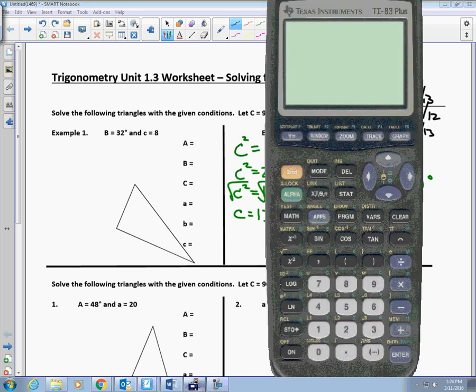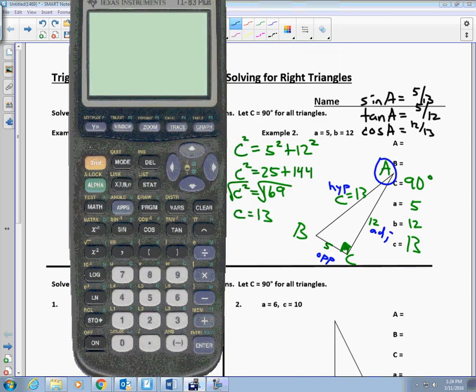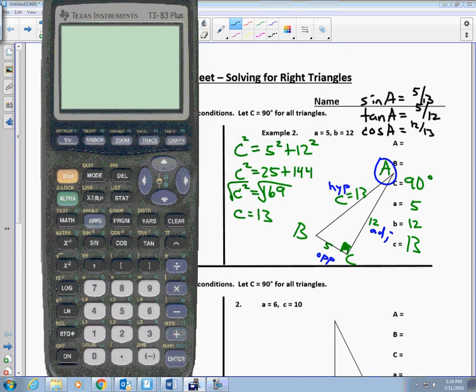Watch this on my calculator. What's different about this is we're solving for an angle, correct? And when you solve for an angle, you don't press sine, you press second sine, or sine inverse. And then you don't type in the angle because you don't have it, you type in what it's equal to. If you type in 5 divided by 13, you can see it comes up with the angle for you.